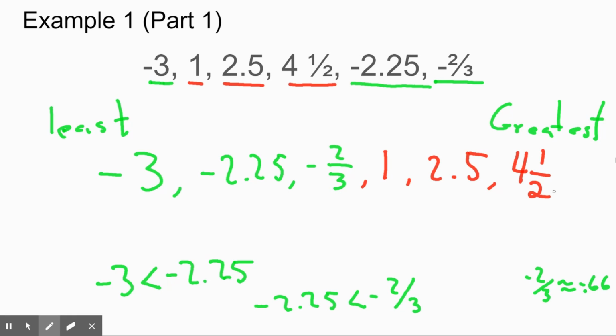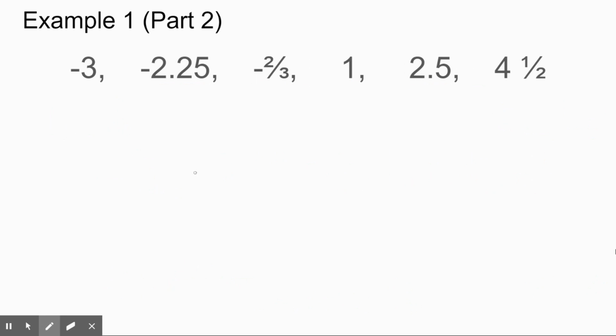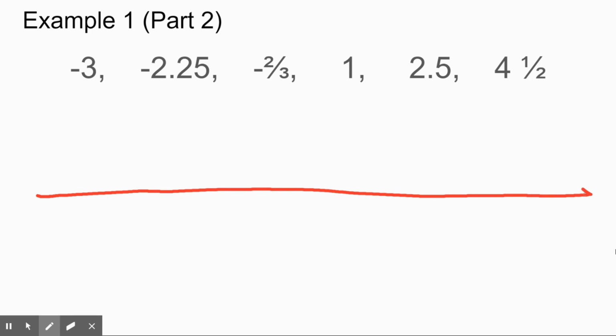Why do we do so? Well, if we want to plot them on a number line, it's going to make it a whole lot easier to figure out where each of our numbers should go. So we're going to draw ourselves a number line. As best we can, it doesn't need to be perfect. We do want to make sure that we put arrows on the end, because that means that it's going on forever in either direction. We'll put 0 right in the middle here.